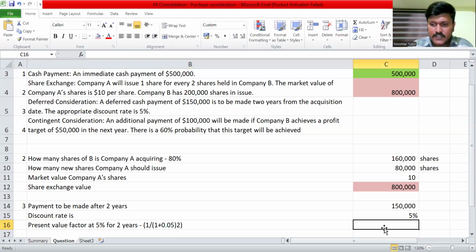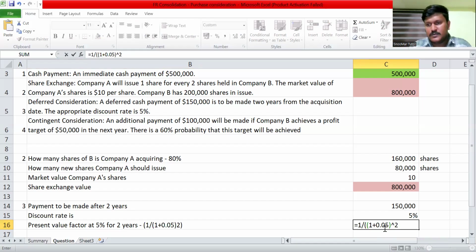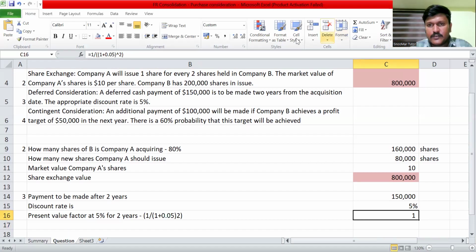So let's consider the value over here: 1 divided by (1 + 0.05) raised to 2. You close the brackets and you will get that particular factor over here. Normally it would be three digits, 0.907.